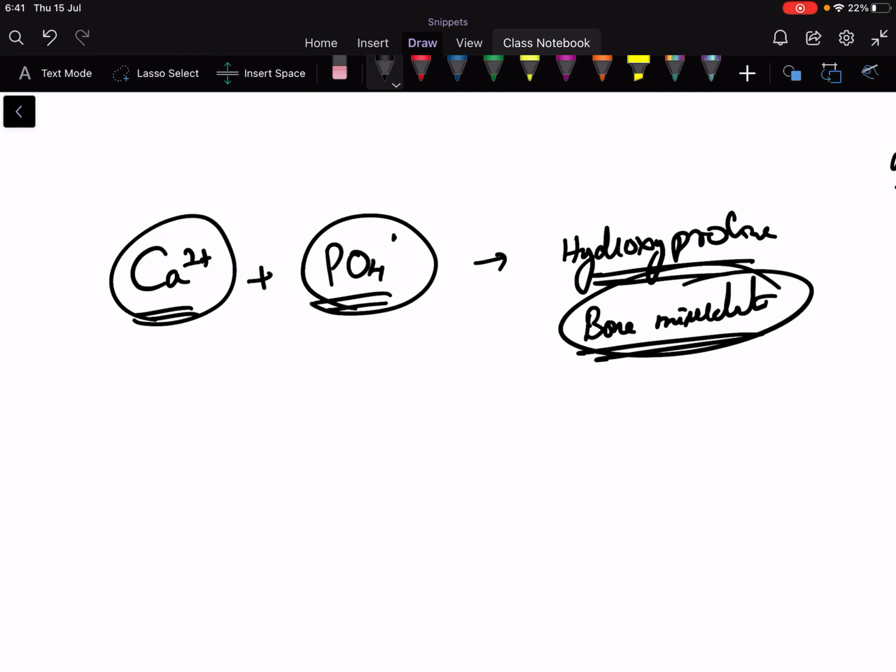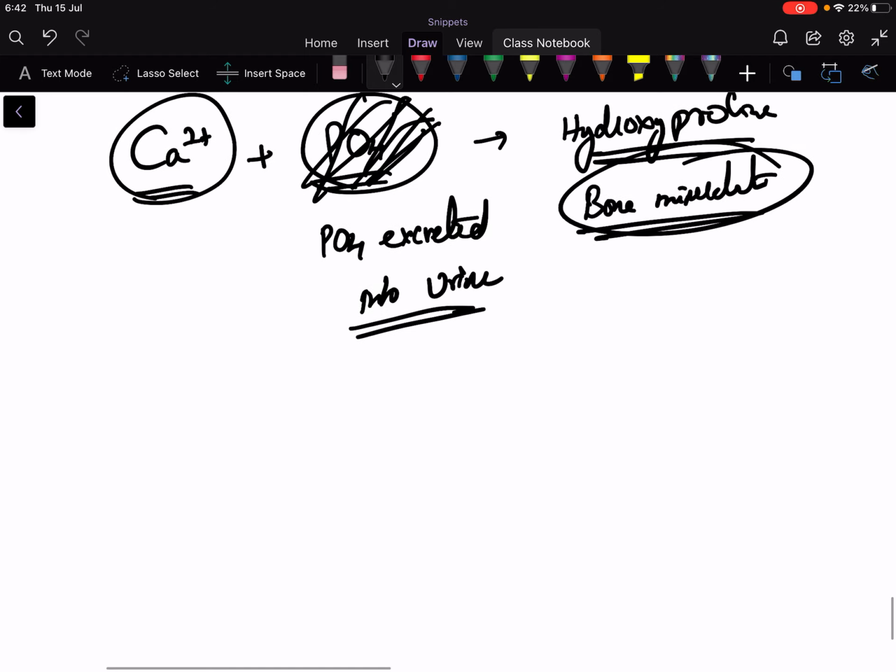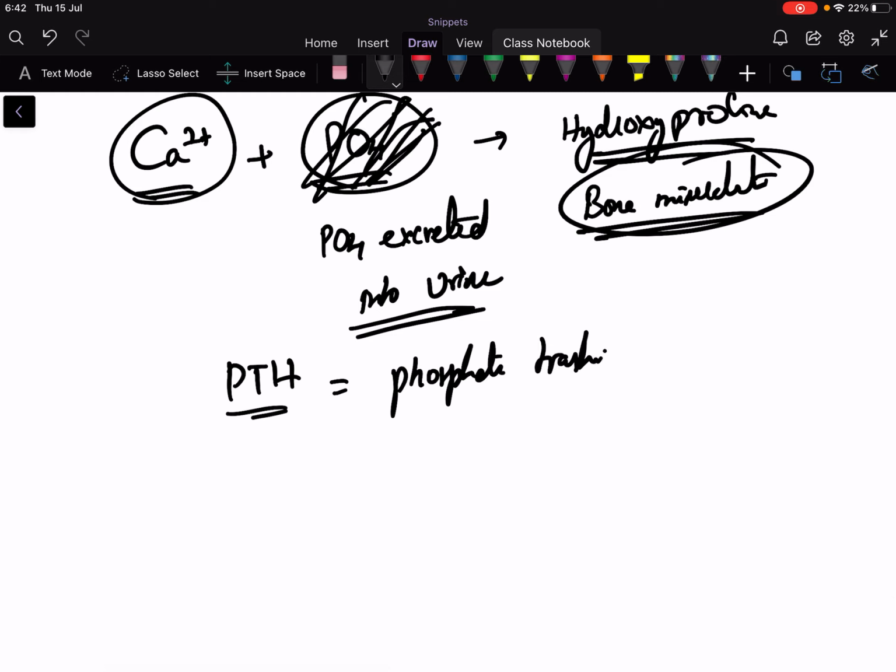That's why we will kick out this phosphate. The phosphate is excreted into the urine. That's why parathyroid hormone is also called the phosphate flushing hormone. This is a very important thing.